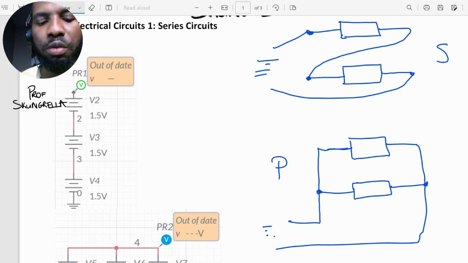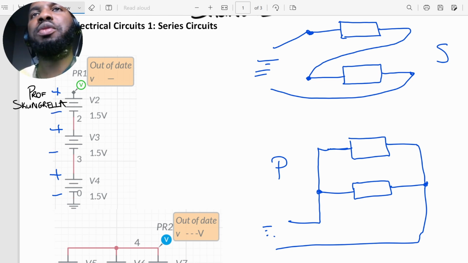Of course, we know that for this symbol, this is the positive side, this is the negative side. And we know that we need to connect positive to negative for the voltages to add up. Of course, if we connect negative to negative, it's not going to be adding up. It may be being subtracted, right? So the total voltage from these three batteries, if we were measuring here, we would get 4.5 volts, right?